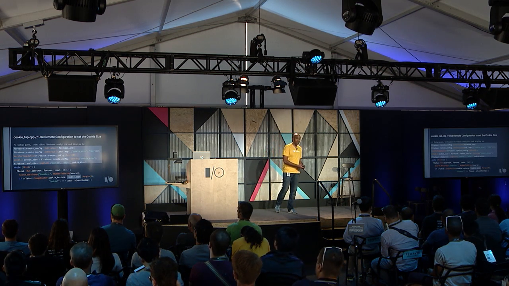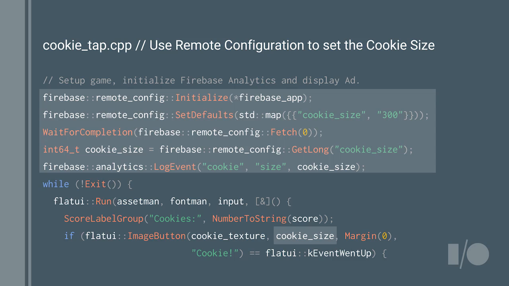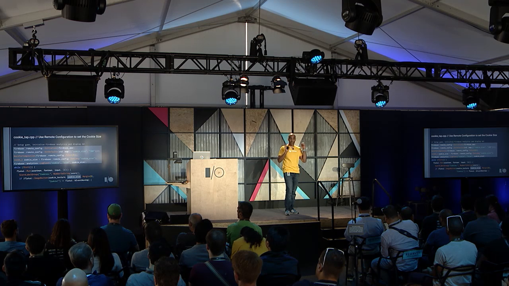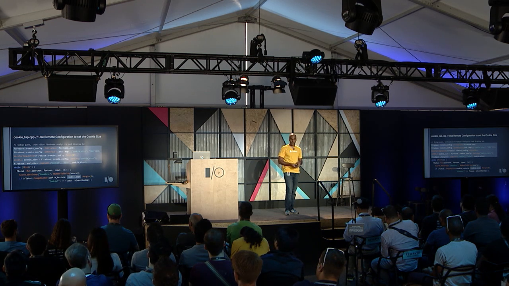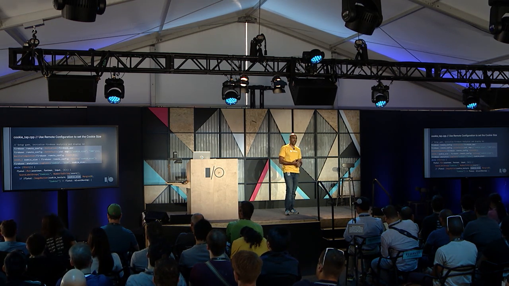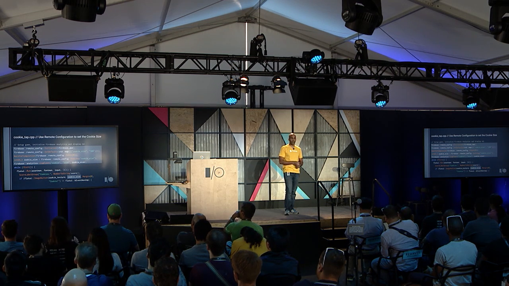So what I can do is I could run a test. Right, so I'm going to use remote config for this. So I initialize the API. I set the default cookie size to what I had before, which is this magic number 300. I fetch my remote configuration, and then I get the cookie size from the remote configuration. Now, if I've done nothing, this will be exactly the same as before. And also, right at the end there, I'm logging the size of the cookie that is being displayed to users. Right, so this is all I do.